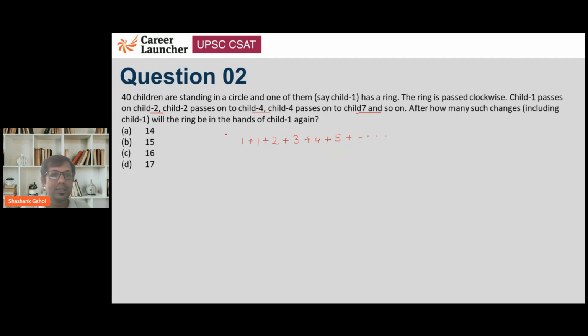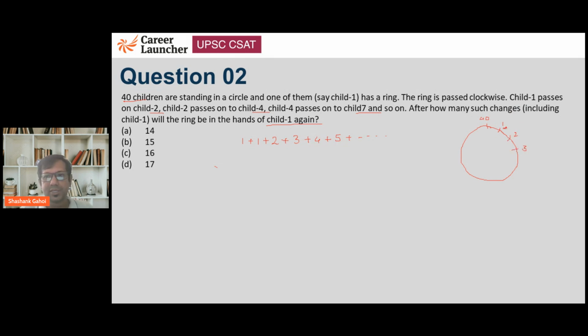Now the question says, after how many such changes will the ring be in the hand of child 1 again? There are 40 children, so this is 40, this is 1, in a circular arrangement. This is 2, this is 3.